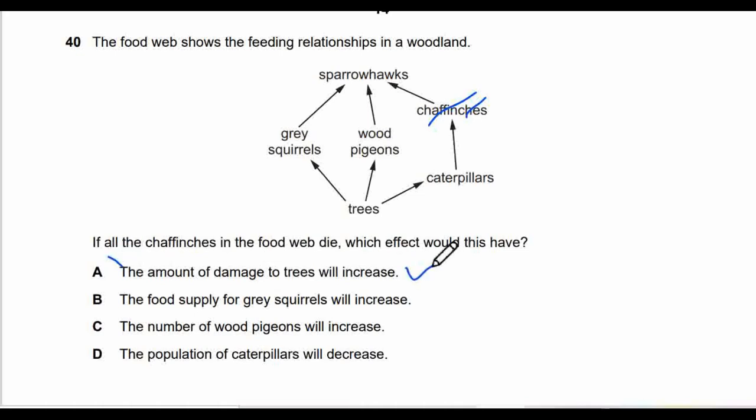The food supply for gray squirrel will increase. No, the trees will be less, so the food supply will decrease. The number of wood pigeons will increase. Trees decrease, so wood pigeons will decrease. The population of caterpillars will decrease. No, it will increase since there's no predator for caterpillars. So the only option is A.